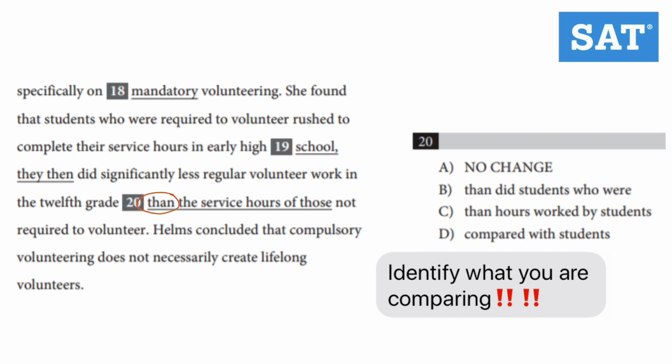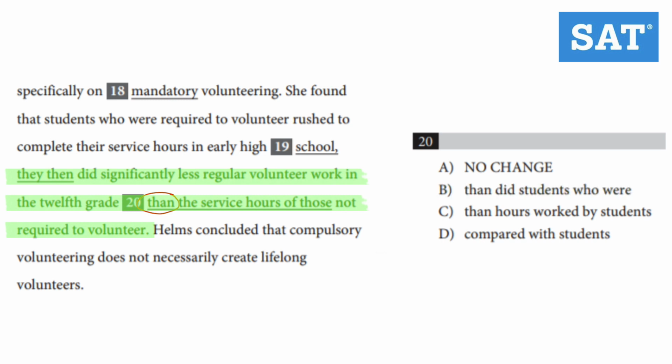And here, you're comparing what they did, significantly less regular work than, did students who were not required to volunteer. Believe it or not, the right answer is B. And here's why. Because that's the only one that mimics the setup of a previous sentence.